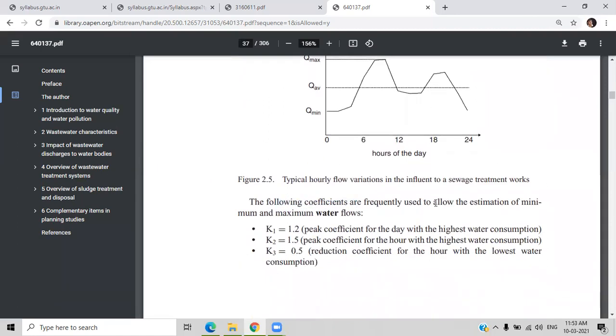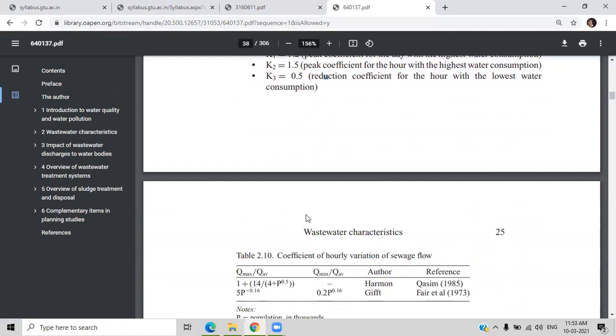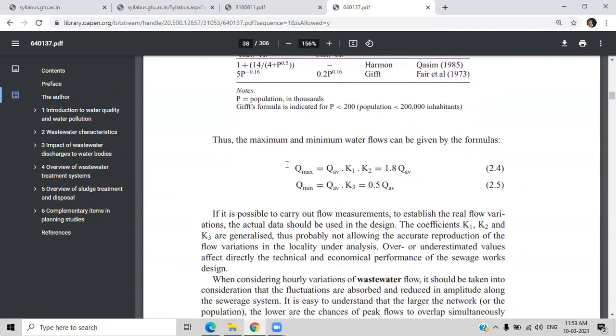The following coefficients are frequently used to allow the estimation of the minimum and maximum water flow. K1 is equal to 1.2, the peak coefficient for the day with the highest water consumption. K2 is 1.5, the peak coefficient for the hour with the highest water consumption, and K3 is 0.5, the reduction coefficient for the hour with the lowest water consumption. So this is the kind of equation we are going to use, like Q maximum is 1.8 times Q average, which is the water flow average for that particular hour, day, week, and year.